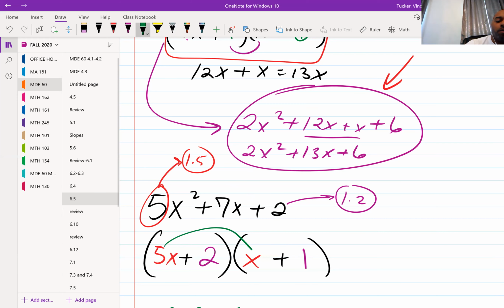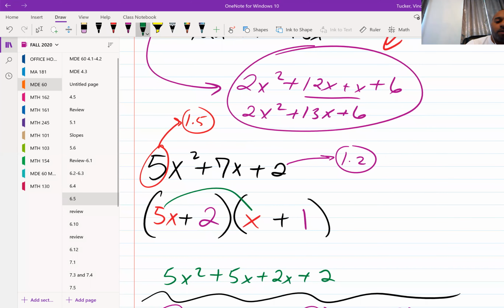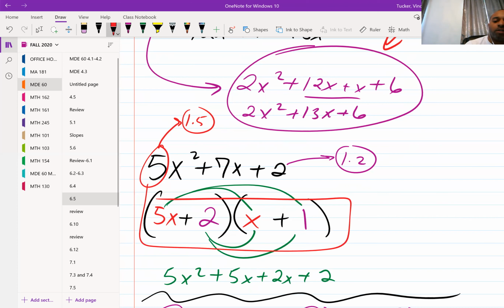And so foiling this out, 5x times x will give me 5x squared. 5x times 1 is 5x. 2 times x is 2x. 2 times 1 is 2. And you know, 5x plus 2x in the middle will give me my 7x that we were looking for. So this is the correct factorization.